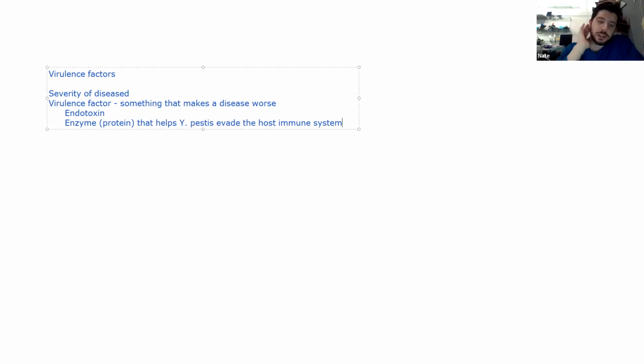In the case of plague, there was that endotoxin that would break down blood vessels. And there was also an enzyme or protein that helped Y. pestis evade the host immune system. And these are pretty common in bacteria, things that allow the bacteria to kind of hide from the immune system. Go ahead, Nate. Just to clarify that term virulence, I know it looks like the word virus, but it can be applied to all forms of pathogens, right? Yes, absolutely. Virulence factors can be found in bacteria, viruses, even parasites.